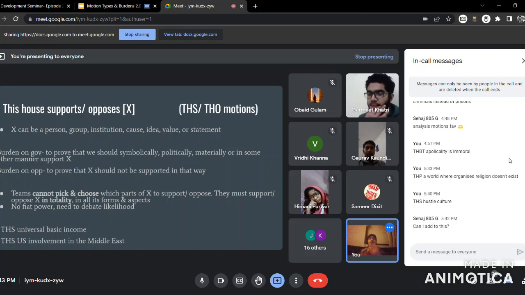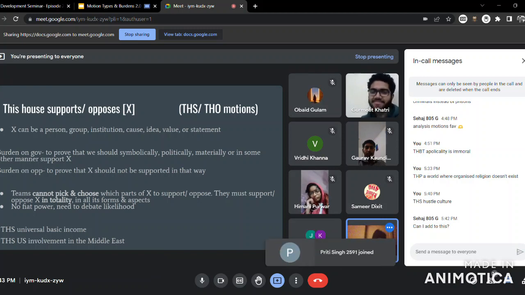What you need to do is acknowledge that okay, all forms of hustle culture exist, but we think that on balance, agar aap compare karo toh achchi cheezein jo hain ya achche forms jo hain ya unka jo impact hai, that's better than the bad versions of hustle culture, or just in general do that comparative analysis of why harms outweigh benefits or benefits outweigh harms. So does that make it clear?